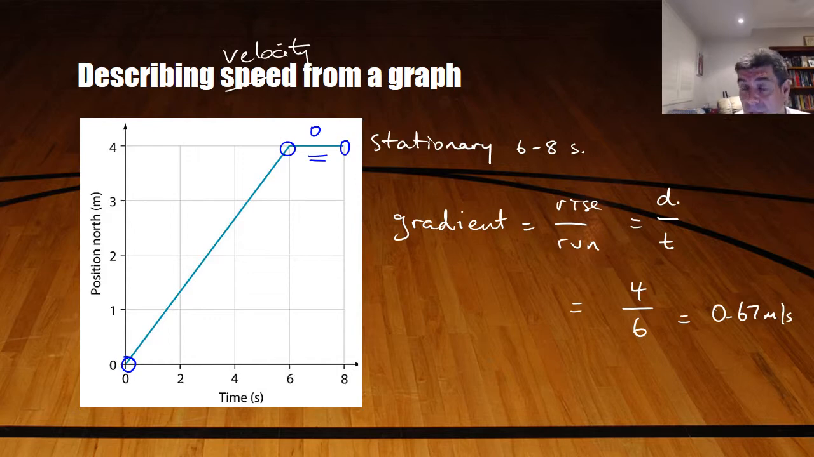Now this would be a speed. In order for us to change it to a velocity, we would also need to indicate that the object is north of its original position. Therefore, we use the N to represent that.